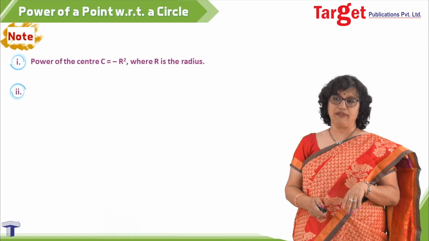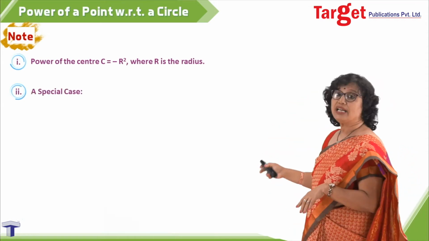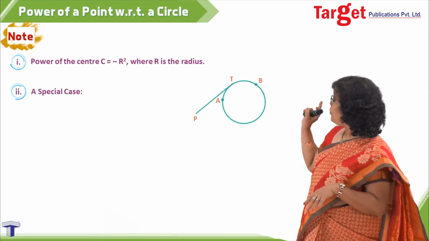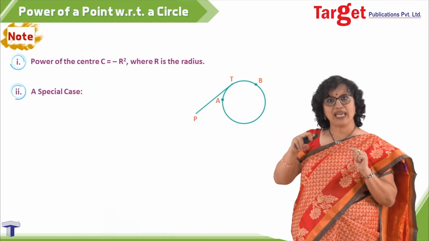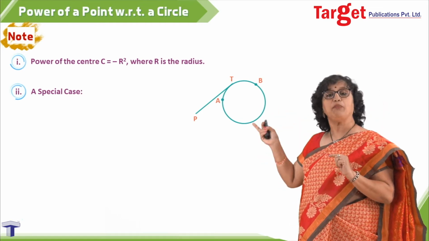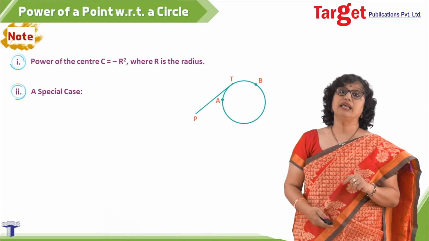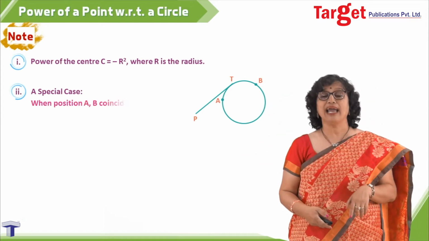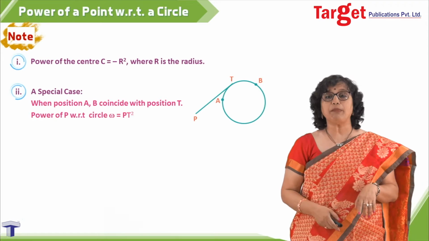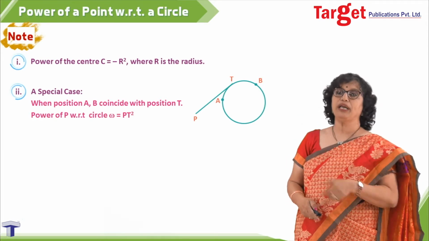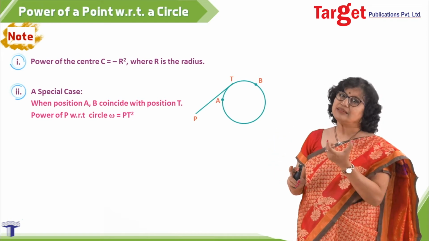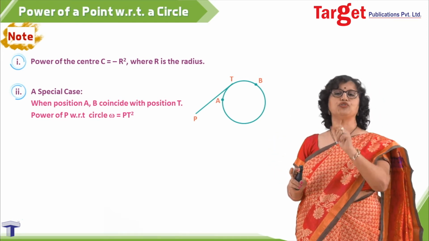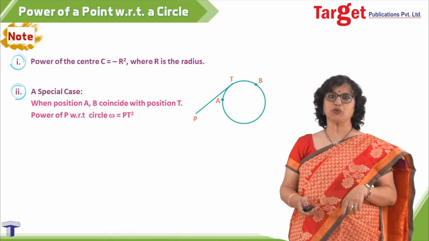The second point we observe here is a special case where positions A and B I take to T only. Instead of saying PA and PB, if A and B both approach T, then both would be replaced by PT, and hence that PA into PB part, which was our power of that point, would be nothing but PT square, right? So this result, if you recall, you have done in your geometry also: PA into PB is PT square, correct?